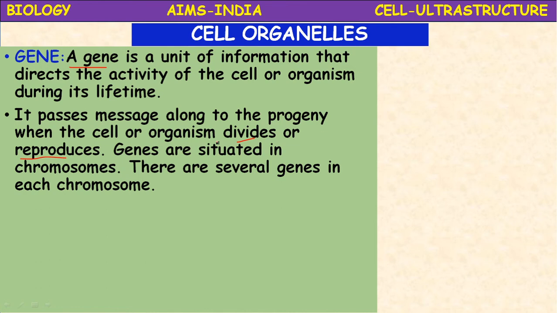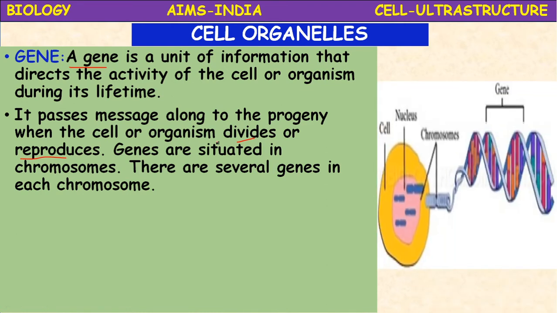Progeny means the children. Genes are situated in the chromosomes. There are several genes in each chromosome. Each chromosome is composed of several genes. Each gene represents a specific character. So like this, the cell contains the nucleus, the nucleus contains the chromosomes, and chromosomes are made up of DNA. The unit of the DNA or heredity, the functional unit of the chromosome, is called a gene.